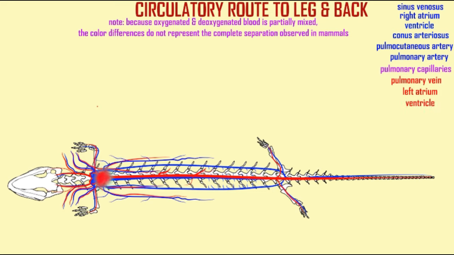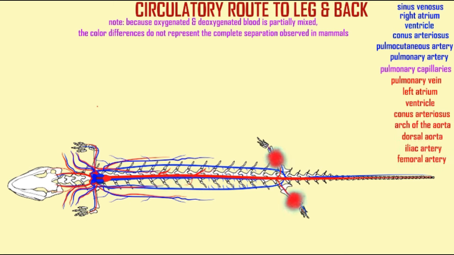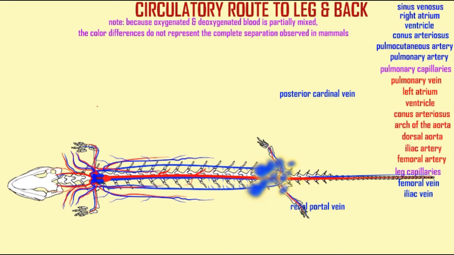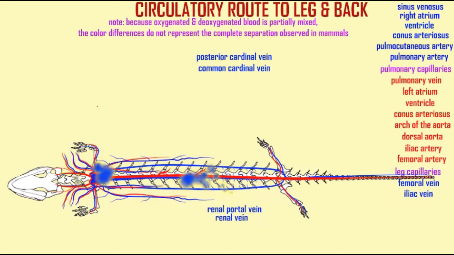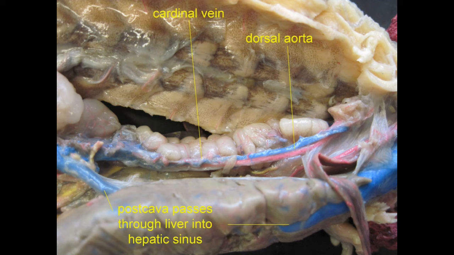On the way back, however, there are two alternate routes. The deoxygenated blood from the lower limb can pass through posterior cardinal veins and return to the heart. Or this blood may pass into renal portal veins and pass through the kidneys, and then into renal veins, and then into the inferior vena cava or post cava.